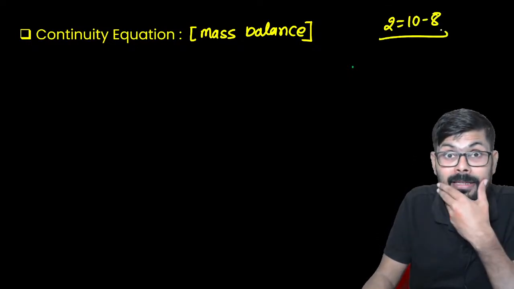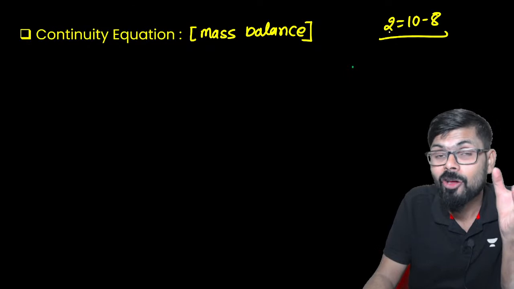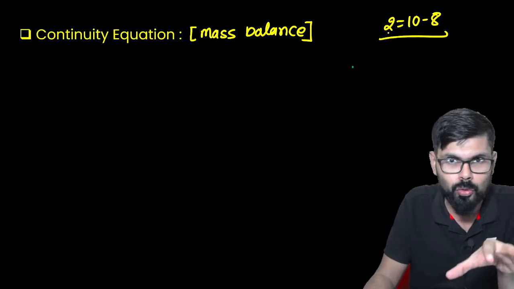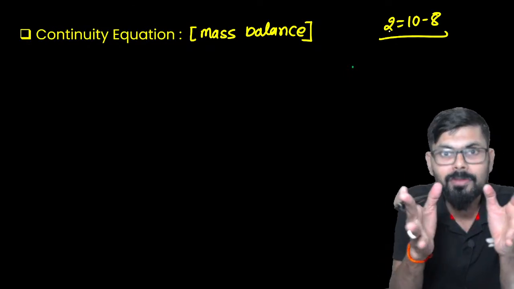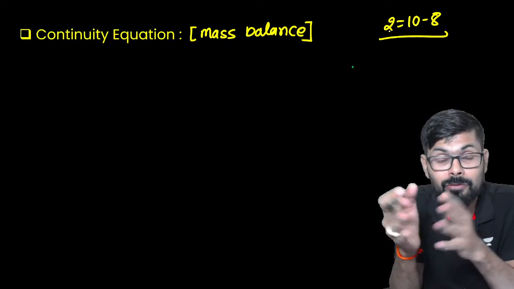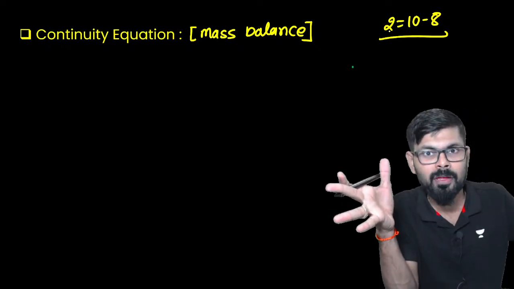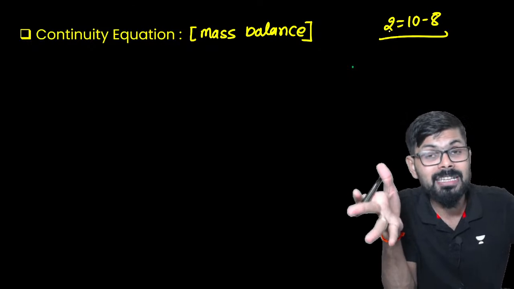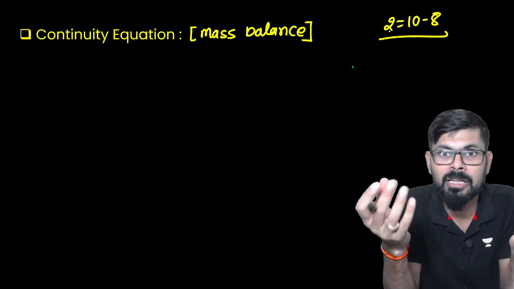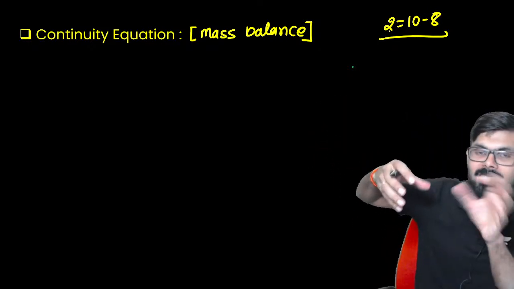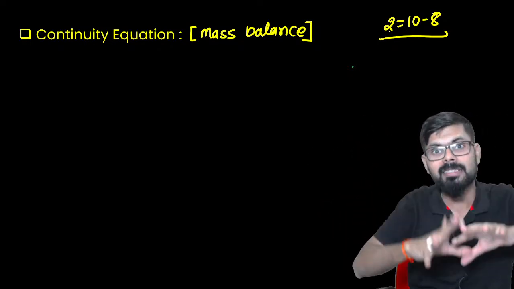Why am I writing this? What is 2 here? 2 is the rate of mass accumulated within the control volume, because we are dealing with the Euler technique, right? In Euler we consider one space. And what is that space? Your room itself is a space, basically. So in the room, 10 kg of mass is entering, 8 kg is leaving, and 2 kg is accumulating.